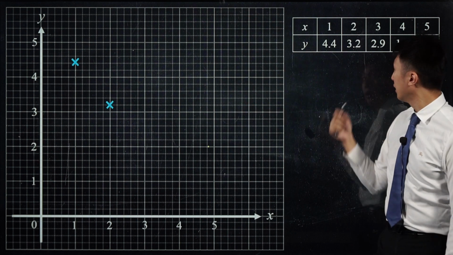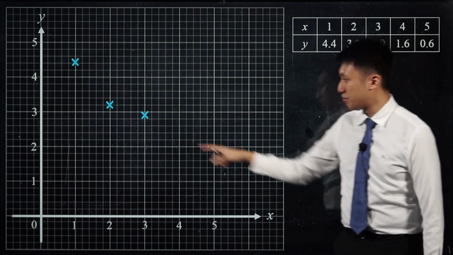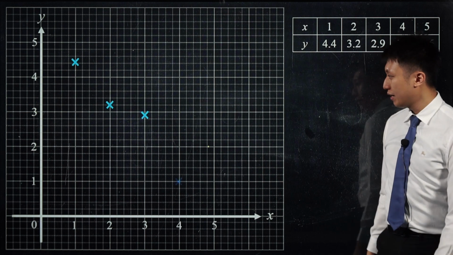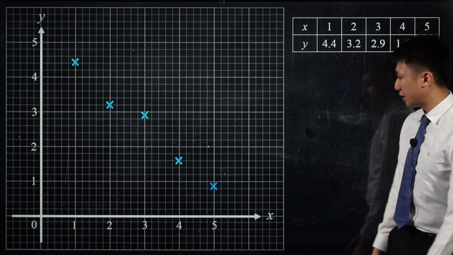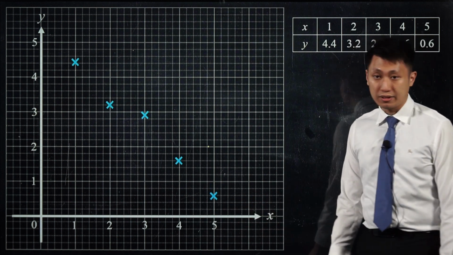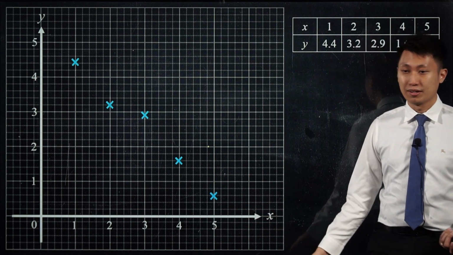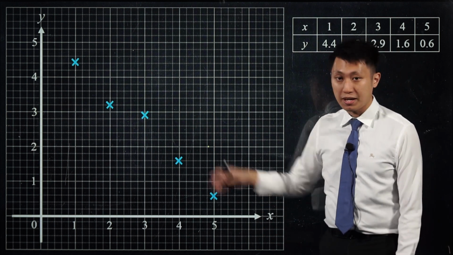Next, 3.2, 1 square away. Then 2.9, this one's a bit in the middle of 1 square. Then another one is 1.6, somewhere here. Then another one, 0.6, is somewhere here. So now you have to choose the line of best fit. You can try to draw some kind of line there.